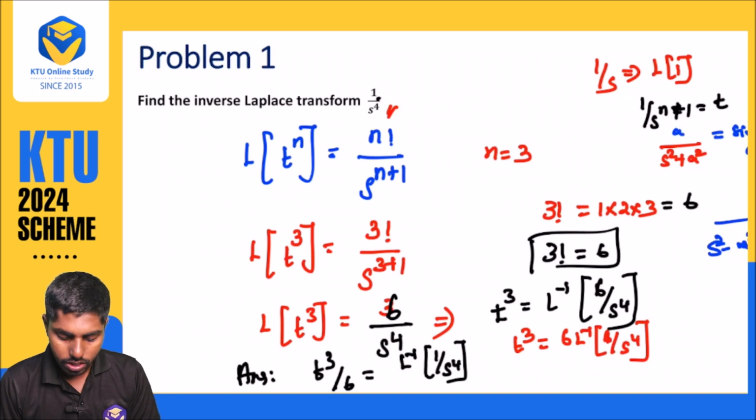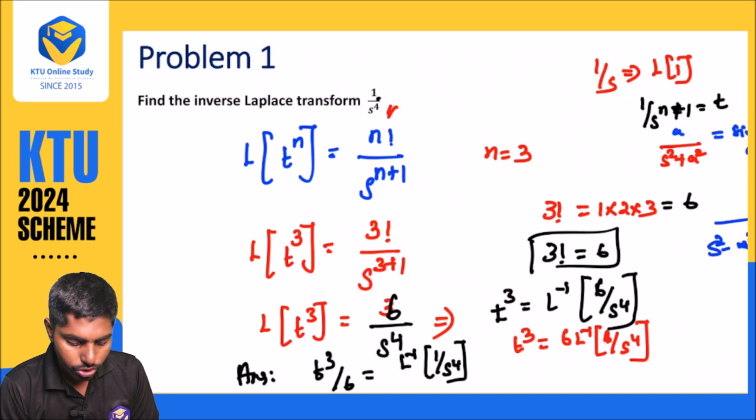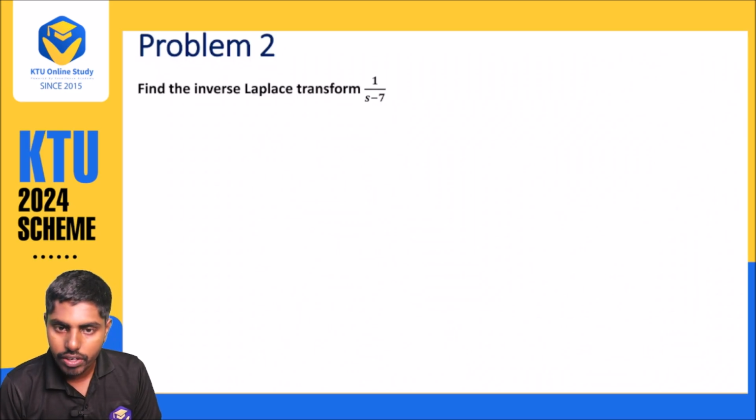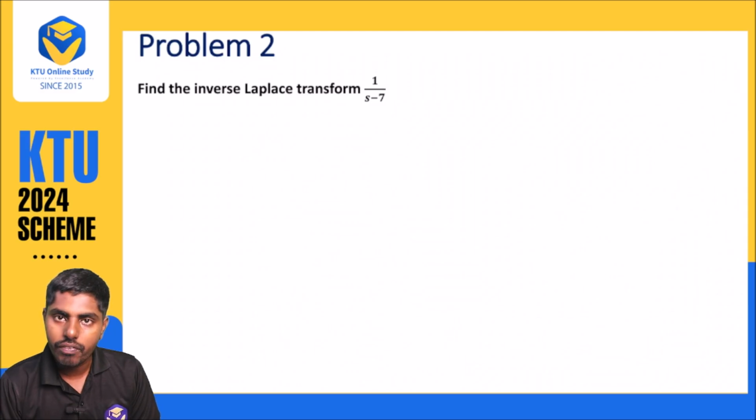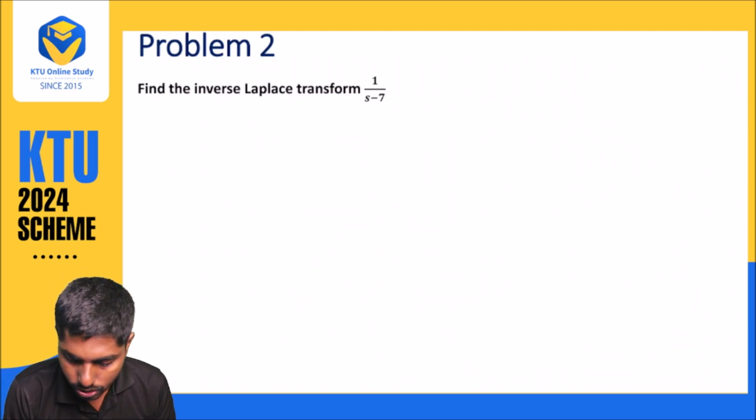Okay. So we will go to problem number 2. What is problem number 2? Very easy to identify. See here they have given x minus 7. So in which area have we heard about x minus a? That is e power of at. We know that.